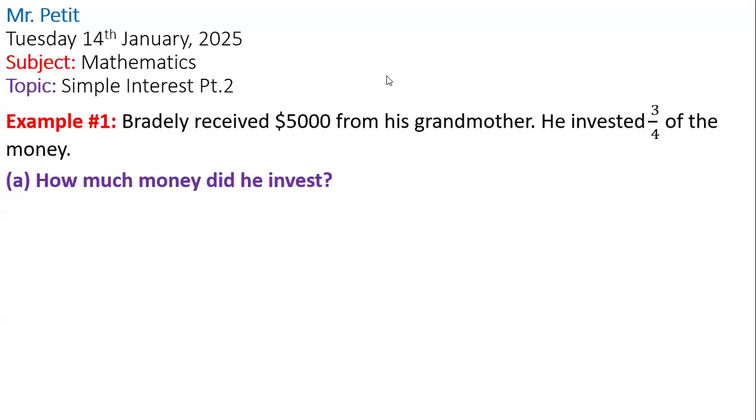If you split the 5,000 into 4 equal parts, you would know how much one equal part is, and you would just need 3 of those, so you would know how much he invested. Amaya, go ahead. I never even thought about doing it like that.